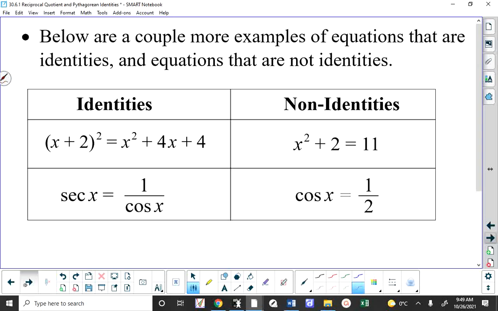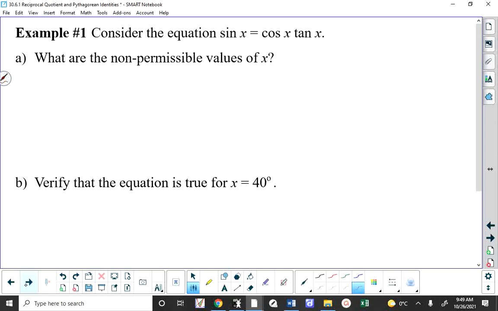All right. So now we're going to get into the trigonometric identities. Consider this equation: sine of x equals cos of x times tan of x. What are non-permissible values of x? Well, non-permissible values of x result from division by 0.